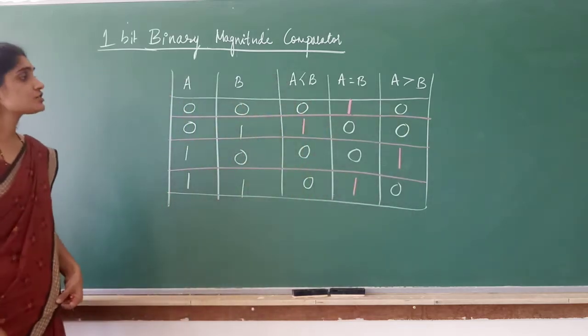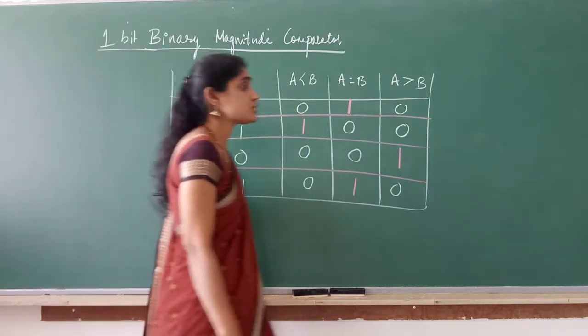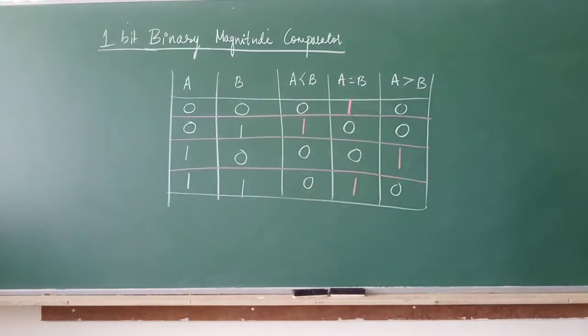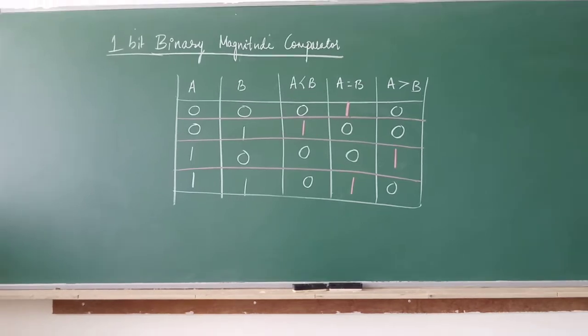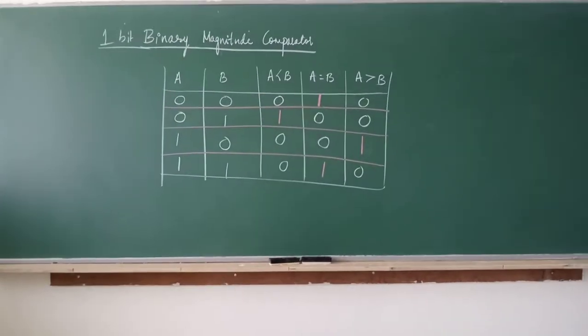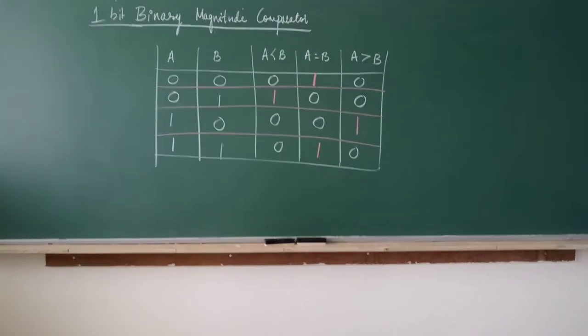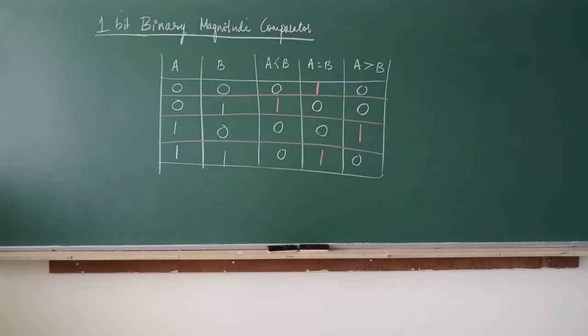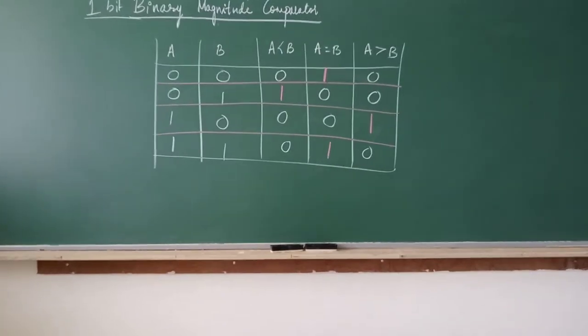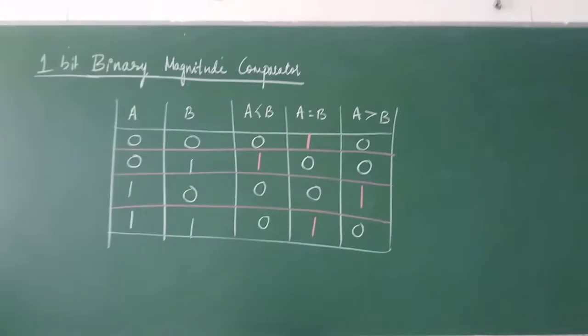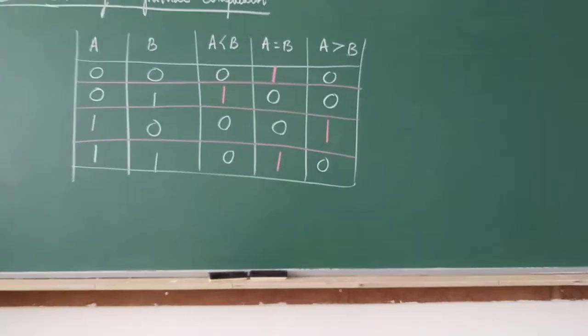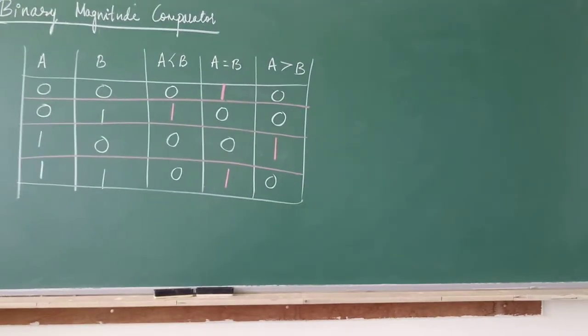So this is the truth table of 1-bit magnitude comparator. Hope the truth table is clear. Now it's time to write the circuit diagram, right? To write the circuit diagram, first we must write the equations for each of the output variables. So let us write the equations for A less than B, A equal to B and A greater than B.